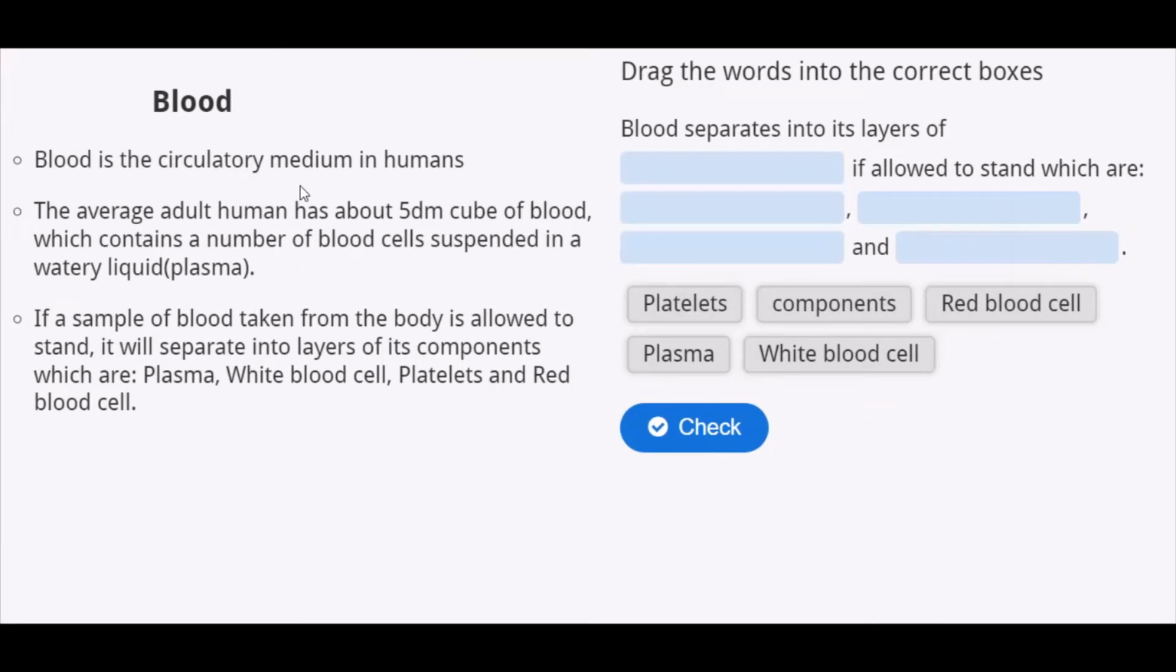Blood is the circulatory medium in humans. We've said that before. The average adult human has about 5 dm cubed of blood, which contains a number of blood cells suspended in a watery liquid called plasma. If a sample of blood is allowed to stand, it separates into layers of its components, which are plasma, white blood cells, platelets, and red blood cells.